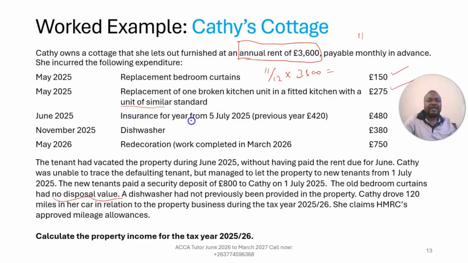Then what about insurance for the year from 5 July to the rest of the year? Remember, this is a cash basis. So the moment we made a payment, regardless of the fact that the payment also related to an upcoming period, that is not going to hinder us from deducting this 480. This one was just something to throw you off, because it doesn't matter whether the insurance has increased in value or not. The actual payment is the amount that is applicable here. That is 480.